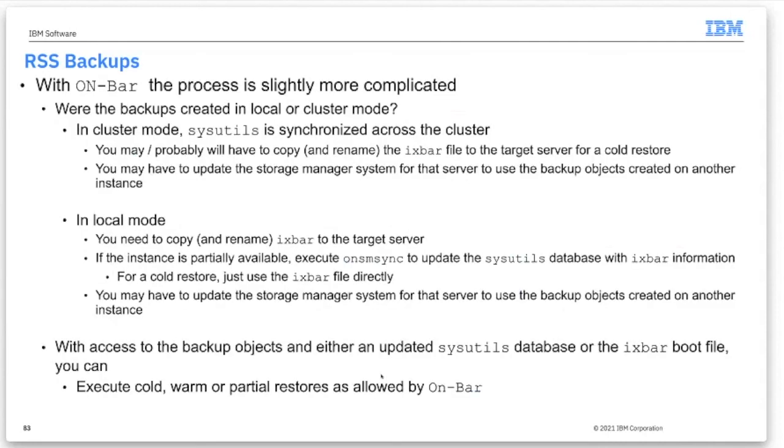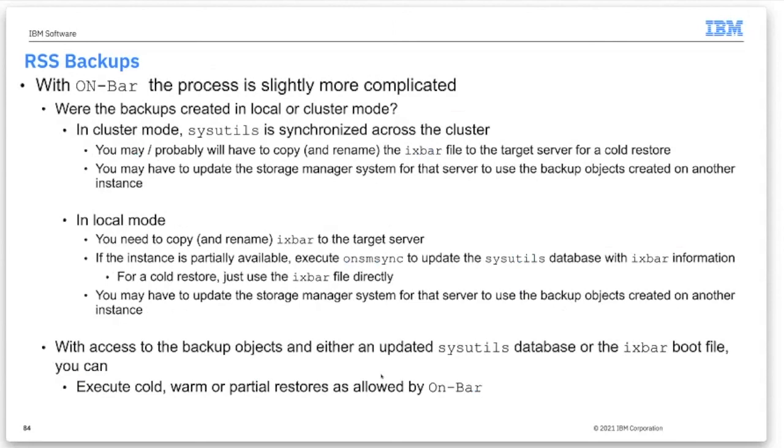For onbar, the process is a little bit more complicated. And it's complicated because you can execute the backups either in local mode or in cluster mode, and it affects what sysutils has available for it to work with. If you execute in cluster mode, sysutils is synchronized across the cluster. That's good. But you may, and probably will, have to copy the IXBAR file to the target server for a cold restore. You may also have to update the storage manager so that it can use the backup objects from the RS secondary to restore to your new target node. So those are some of the nuances for a cluster mode restore.